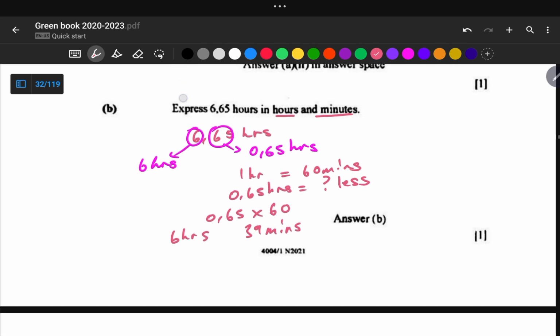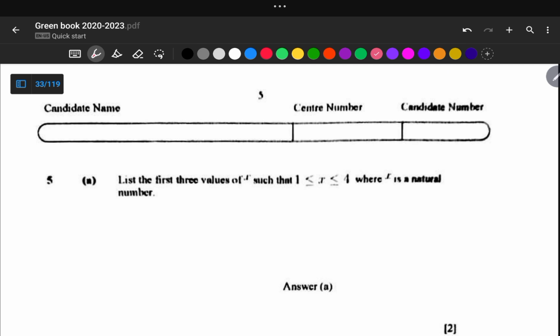Okay, and let us move on to number 5, which is saying list the first 3 values of x such that x is greater than or equal to 1 but less than or equal to 4, where x is a natural number. So we are required to state the values of x within this range. The numbers in between this range are 1, 2, 3, and 4. Our question requires us to list the first 3 values of x. So the first 3 values of x are 1, 2, and 3. So we can eliminate 4. So this is our final answer for number 5a.